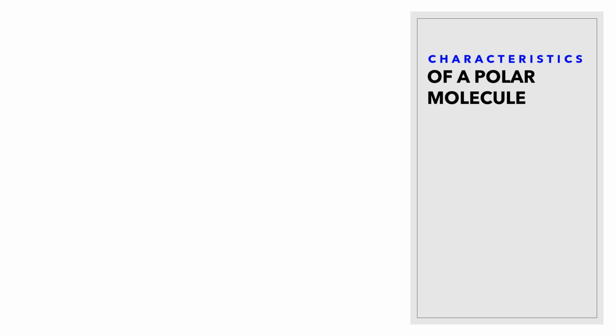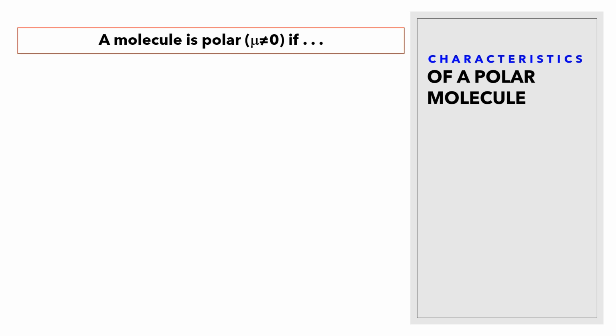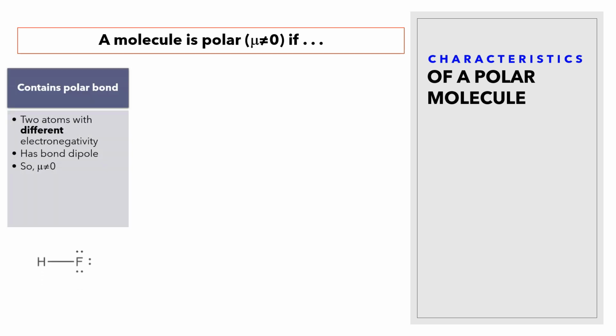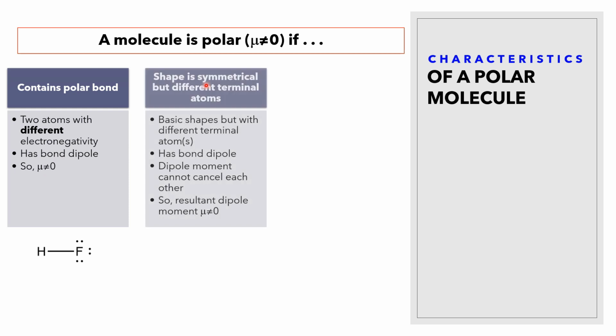Next will be characteristic of a polar molecule. So a molecule is polar, which is mu not equals to 0, if the molecule contains a polar bond. For example, in this diatomic molecule HF, so HF adalah two different atoms with two different electronegativity values. So of course this bonding will have bond dipole. So bila bond ini adalah polar, of course the whole molecule will be polar. So hence the resultant dipole moment mu not equals to 0.